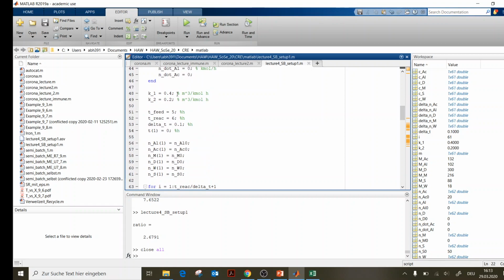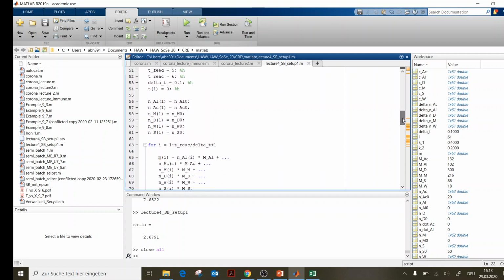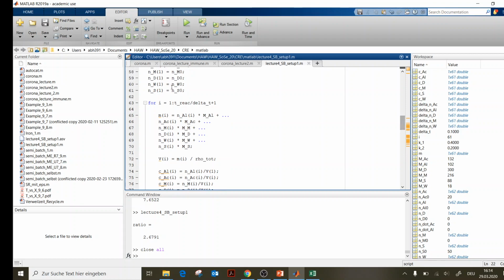Good. Then here are the rate constants, 0.4, 0.2. Then the duration of our feeding of one of the educts. Then our total reaction time, 6 hours. Then our delta t, our time step size, 0.1 hours, and I had to put in some initial values. So I said, okay, our first time is 0, T1 is 0, and then I have to put in all our start concentrations. Okay, and basically that's it. Then we can go for the loop where we do the calculation.